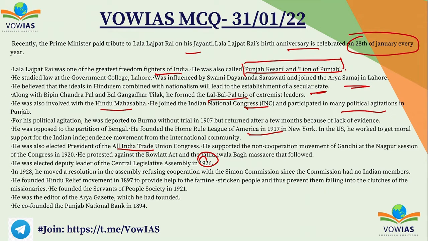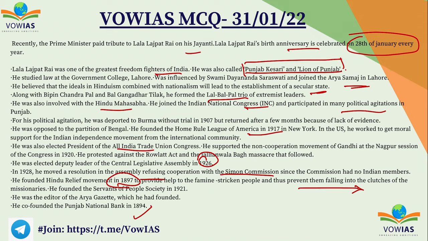In 1928, he moved a resolution in the Assembly refusing cooperation with the Simon Commission, since the Commission had no Indian members. He founded the Hindu Relief Movement in 1897 to provide help to the famine-stricken people and thus prevent them from falling into the clutches of the missionaries. He founded the Servants of People's Society in 1921 and was the editor of Arya Gazette. He also co-founded the Punjab National Bank in 1894. This is all the information about Lala Lajpat Rai.